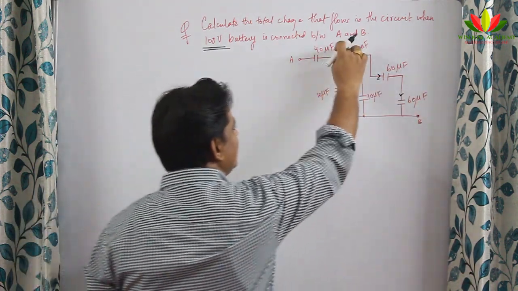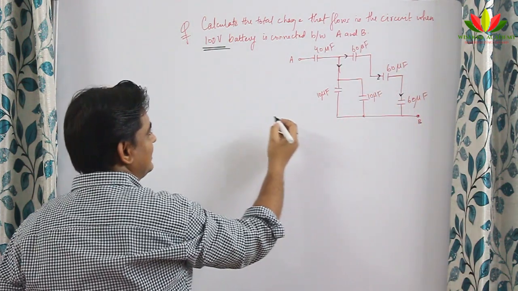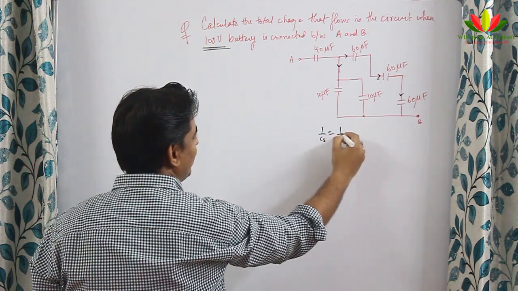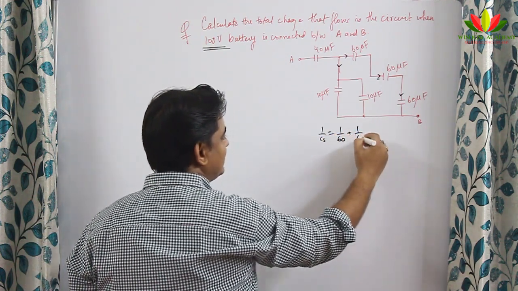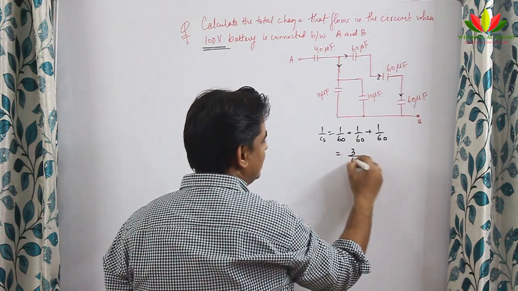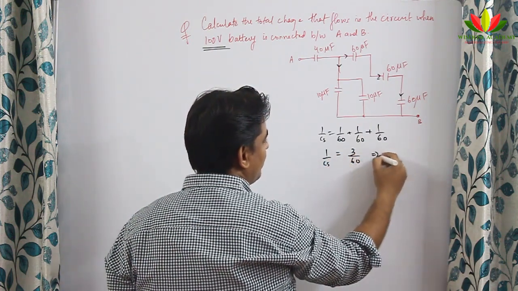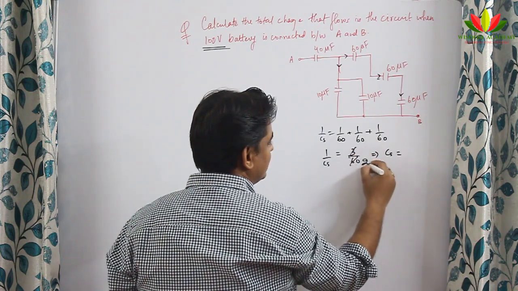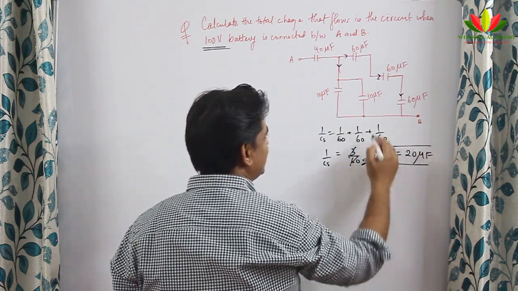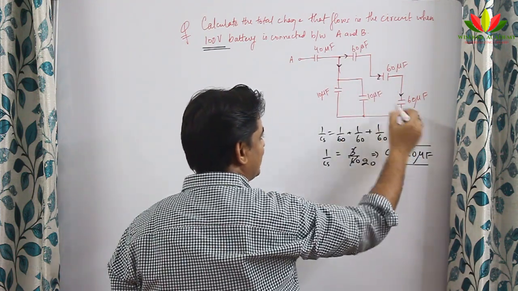So for these three capacitors, when you find the equivalent capacitance, since it is in series, it will be 1 by Cs is equal to 1 by 60 plus 1 by 60 plus 1 by 60. And that will be equal to 3 by 60. So Cs will be equal to 20 microfarad. So 20 microfarad is the equivalent capacitance between this point and this point.